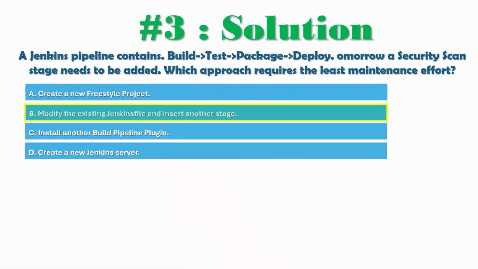This is exactly how pipelines are designed to work. We simply open the Jenkinsfile and add another stage block, for example a stage named security scan, and add the relevant steps. Then save the file and commit it to Git if necessary, and Jenkins automatically includes this stage during the next build. So no additional jobs, plugins, or complex reconfigurations.